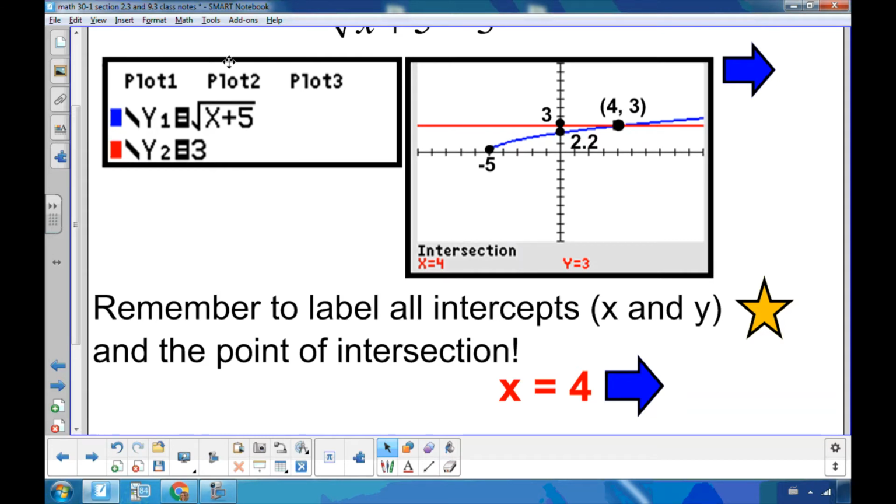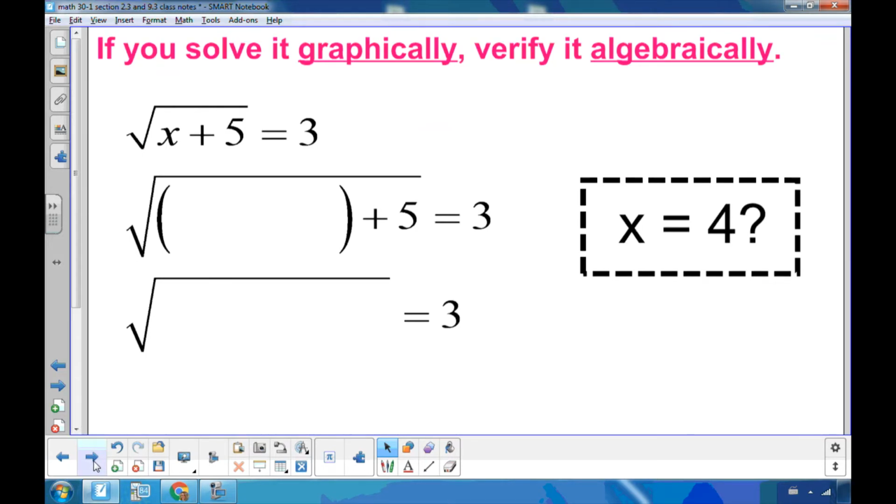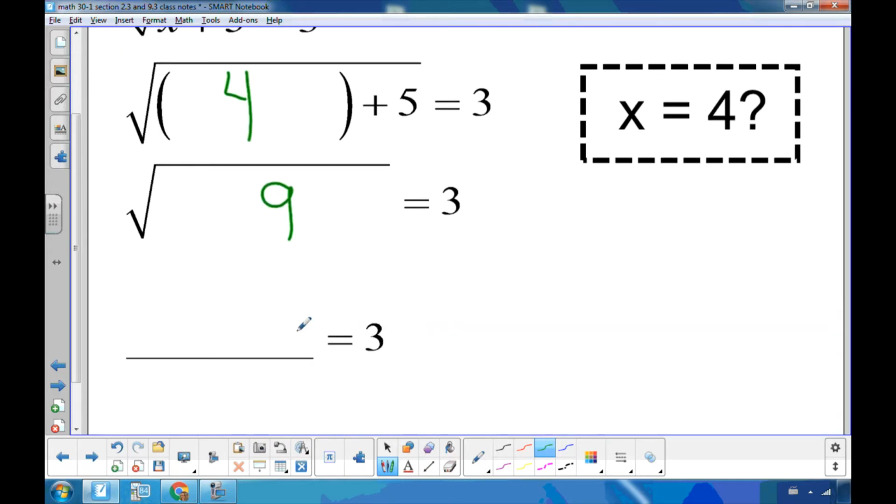Now, if you solve something graphically and you want to check it, you would check it algebraically. Let's look at that. We have the square root of x plus 5 equals 3, and we want to check, does x actually equal 4? So I'm going to replace x with 4. Underneath the radical, I have 4 plus 5, which is 9. The square root of 9 is 3, and since 3 equals 3, x equal to 4 is the solution.